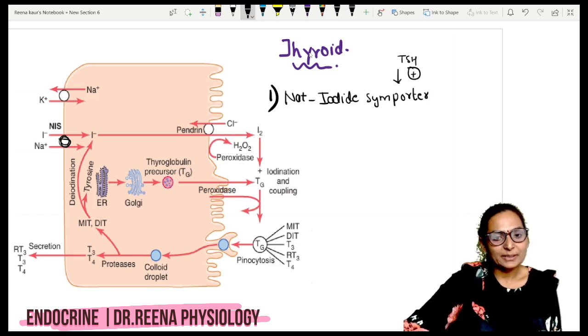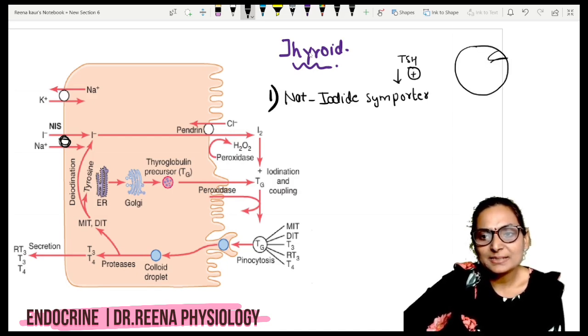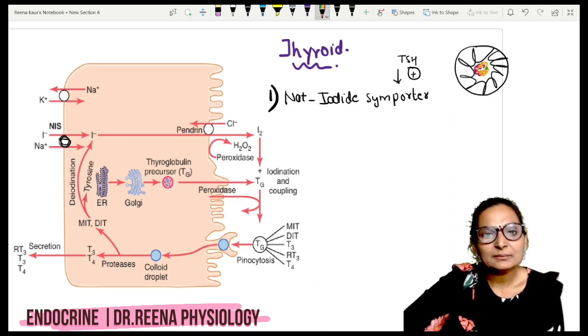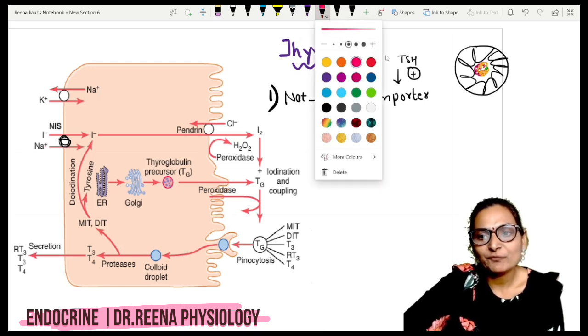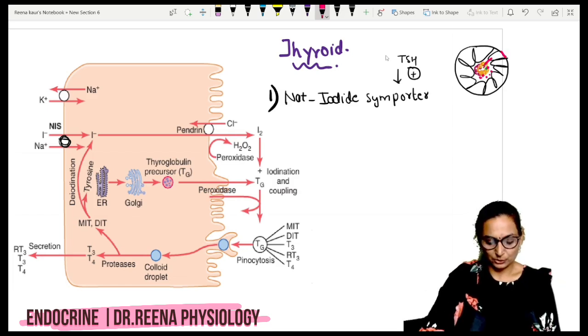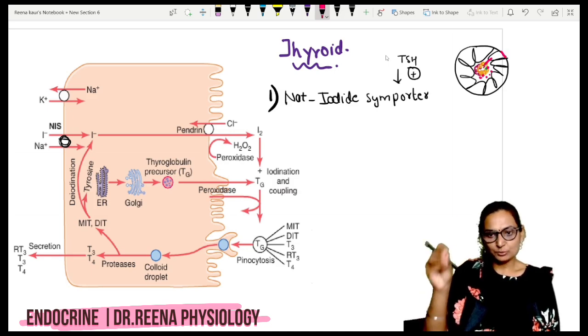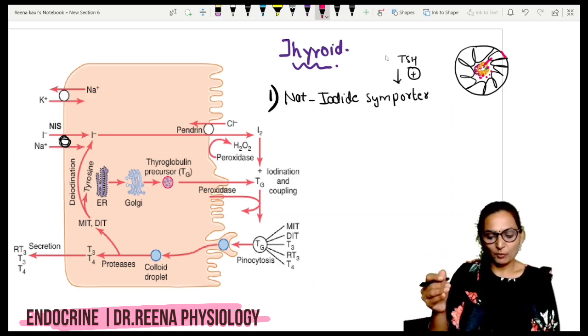The second important one is that this is going to be taken into the lumen. For example, see, this is the thyroid cell, and these are the follicular cells, and inside this is the colloid. The thyroid hormones are going to be formed here inside. So you take the iodine from the basolateral side towards the apical side, and take it inside where the hormones will be formed.